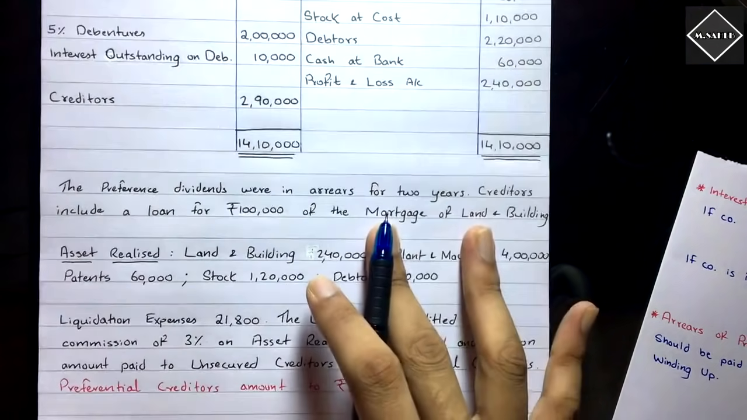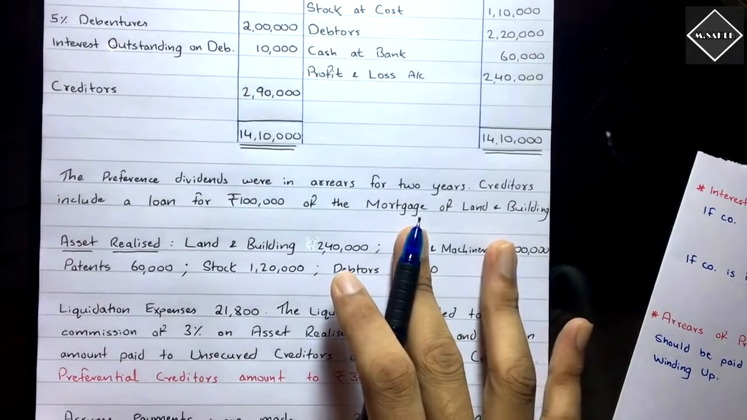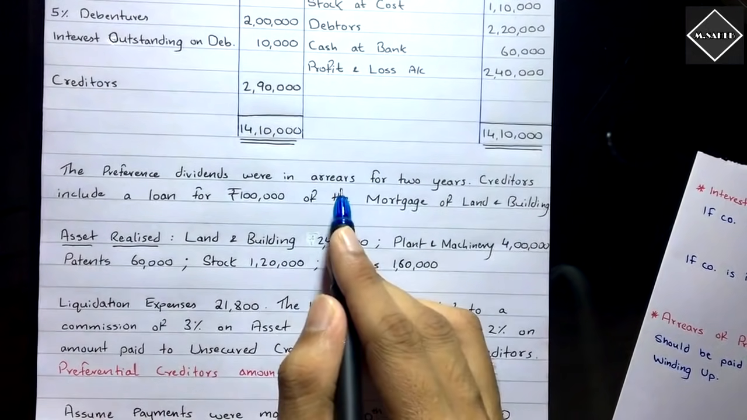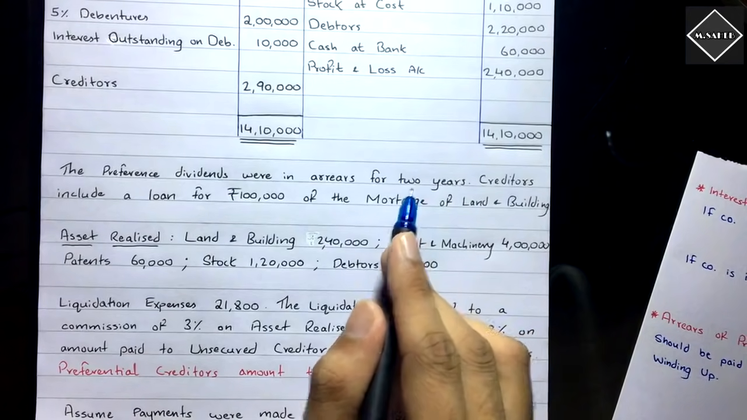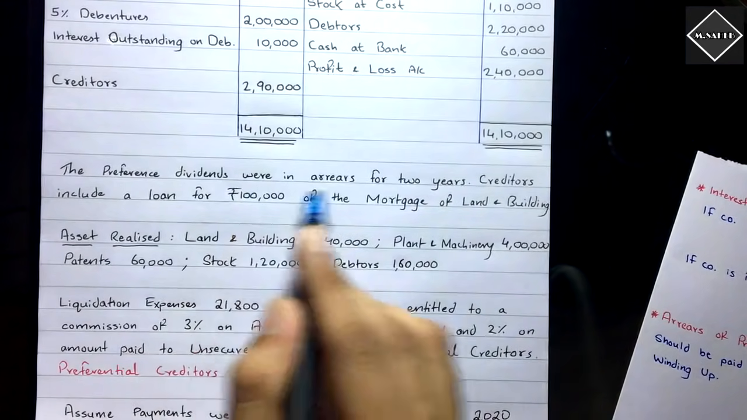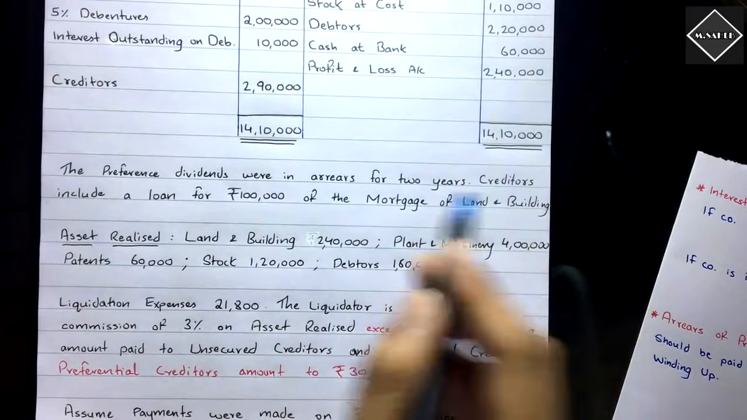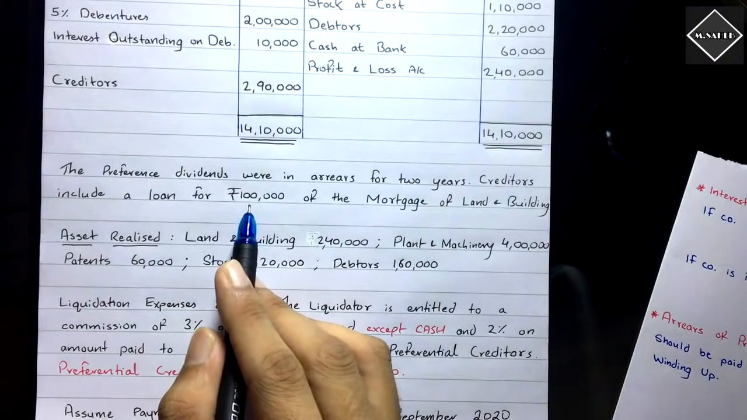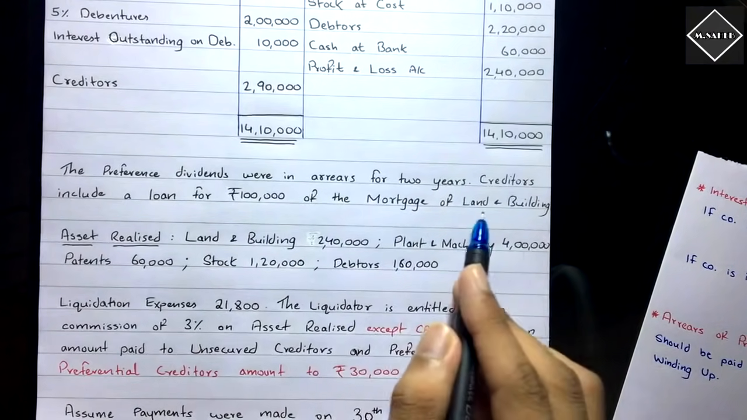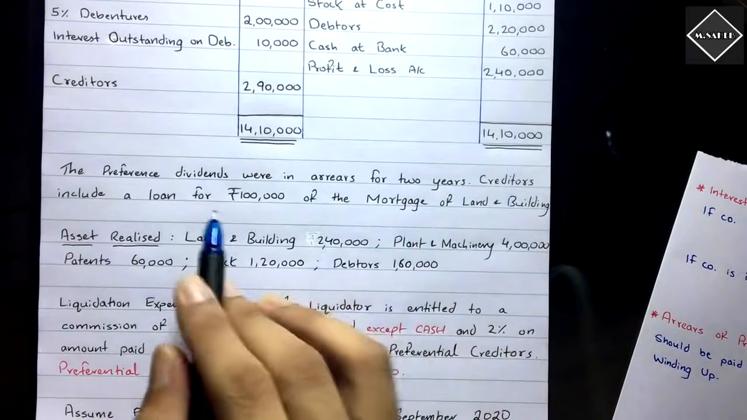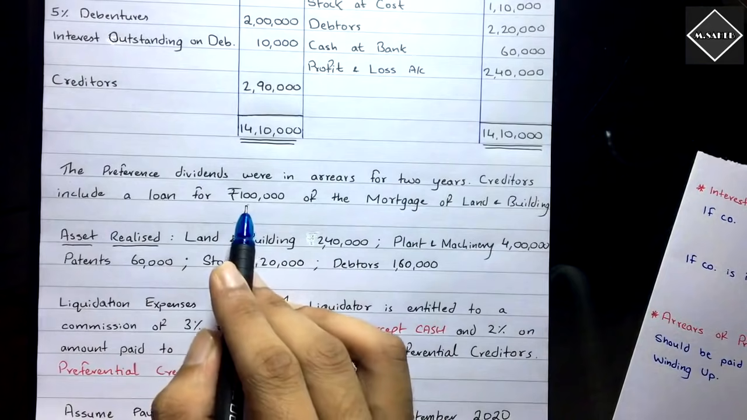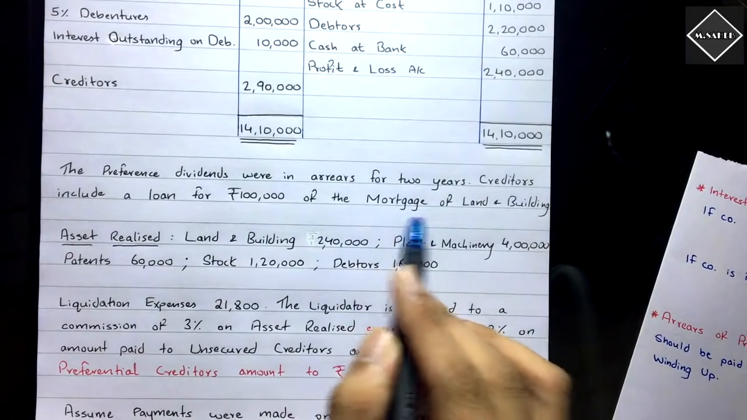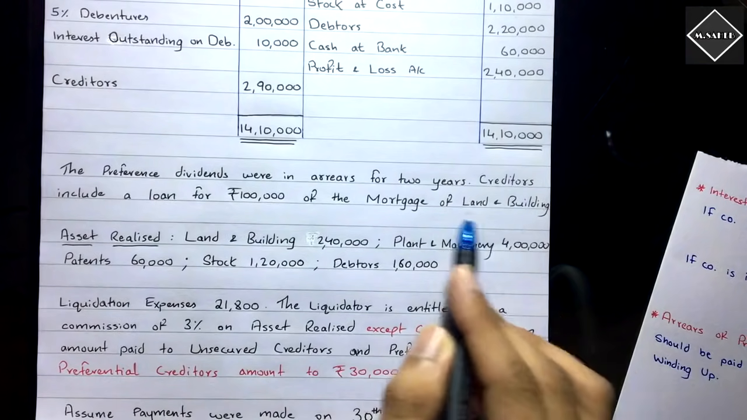Then below you have additional information. The preference dividends were in arrears for 2 years. So with this sentence we understand that dividends are in arrears, and we have to pay dividends of 2 years, right? Then creditors include a loan of 1 lakh on the mortgage of land and building. With this sentence we can understand this is a secured creditor. We have a loan of 1 lakh by mortgage of land and building, so the security is land and building.